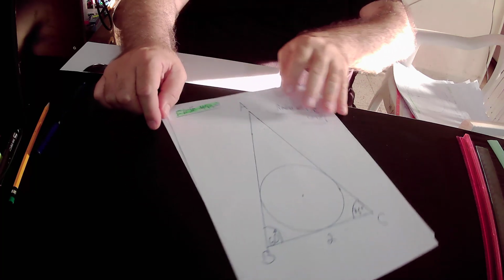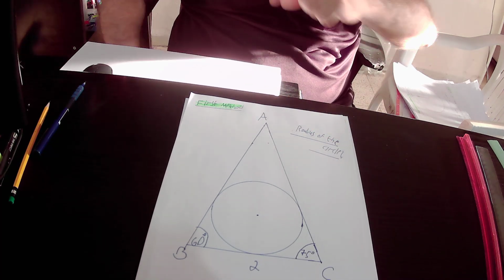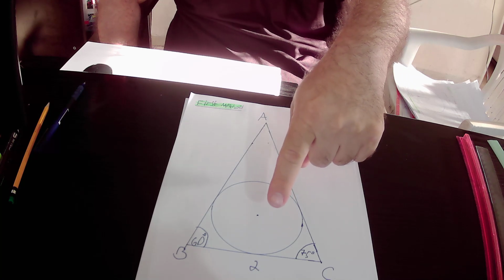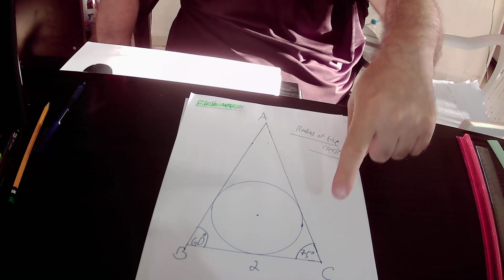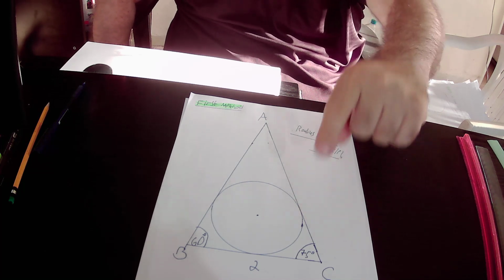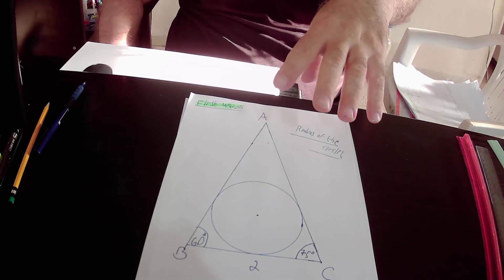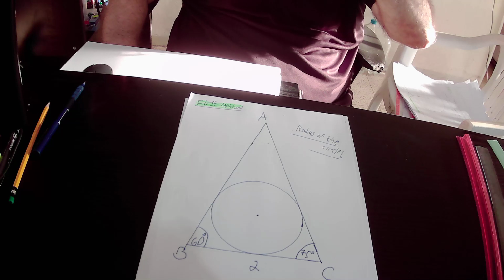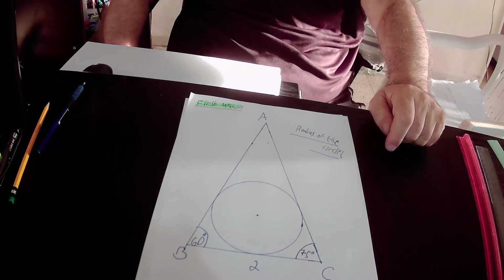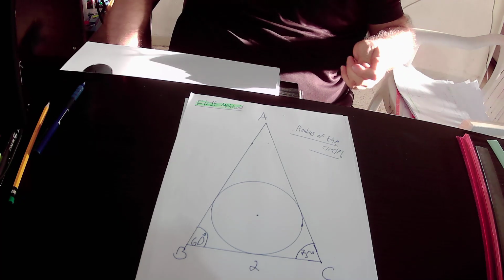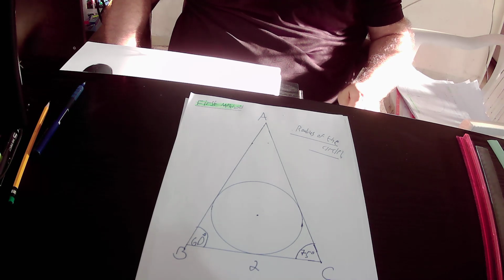In the drawing we have triangle ABC. Side BC equals 2 units, angle ABC equals 60 degrees, angle ACB equals 75 degrees. Inside the triangle we have a circle, and our mission is to find out the radius of this circle. We'll start with two different methods, so we'll start with the first method.